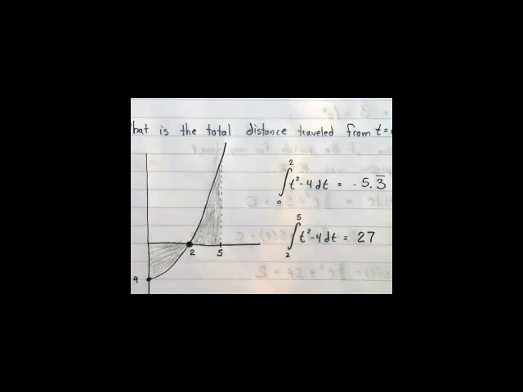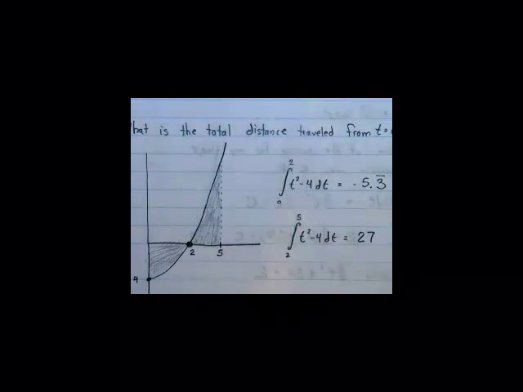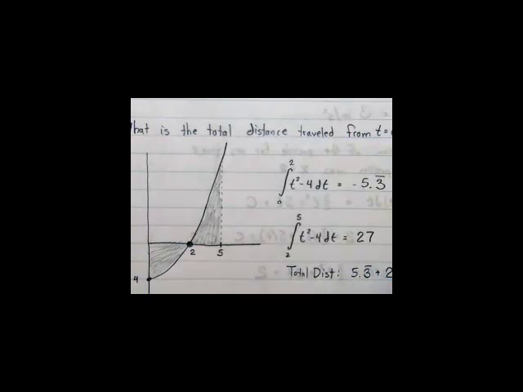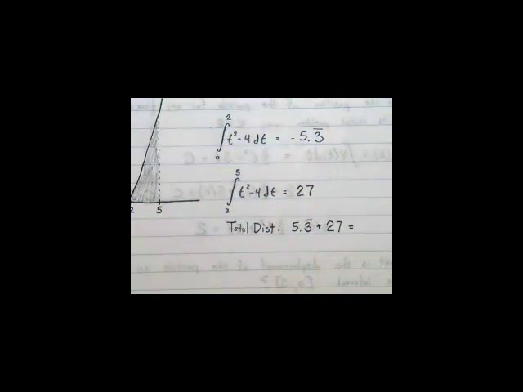So distance is like total area. This negative right here is meaningless. I just want to know how much. I don't care if it's positive or negative, if it's above or below. I just want to add it all together. So you can wipe away this negative or think absolute value of each, and add it all up. So this total distance traveled then is 3 repeating plus 27. So it would be 32 and a third.